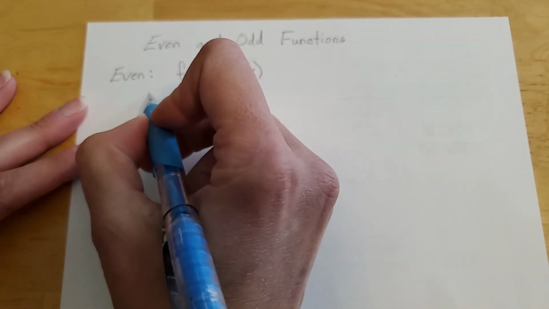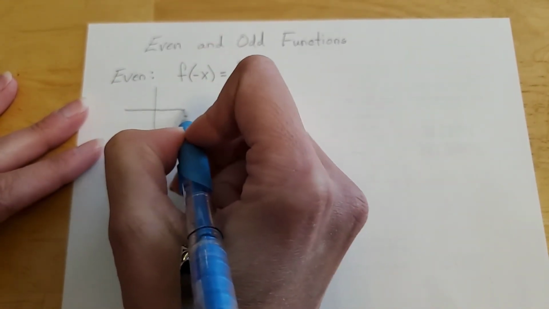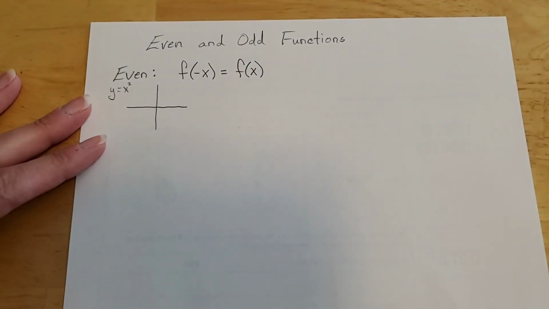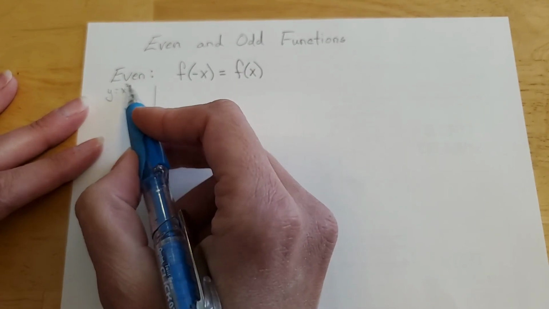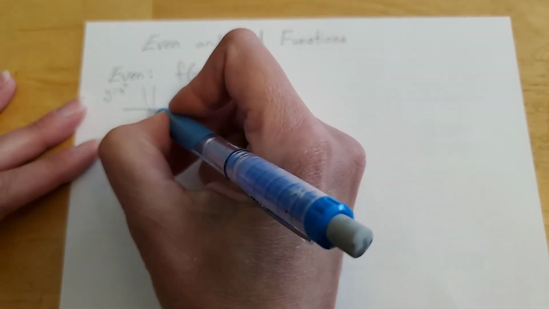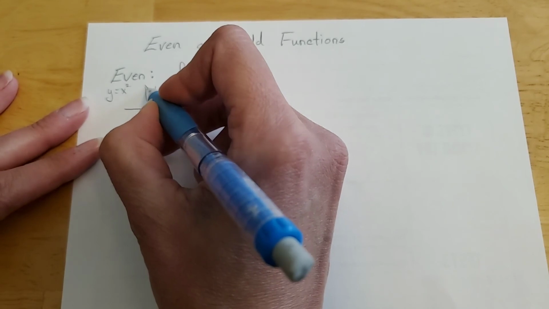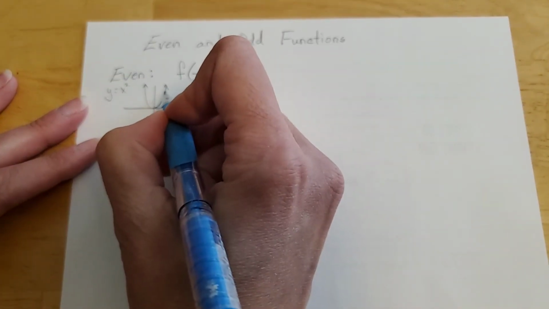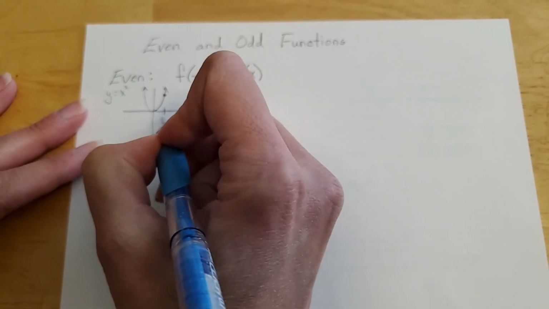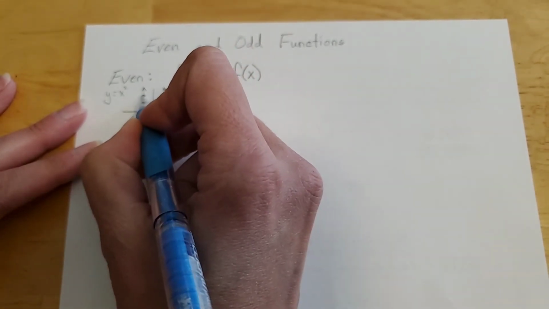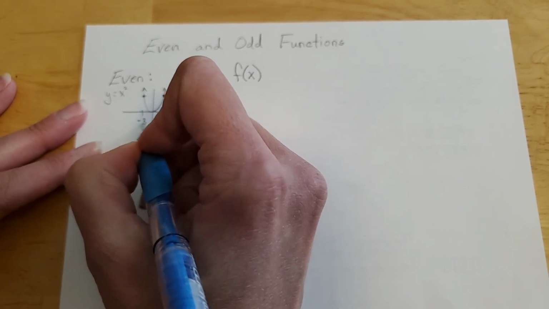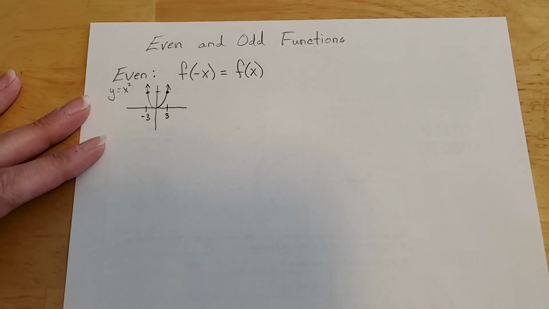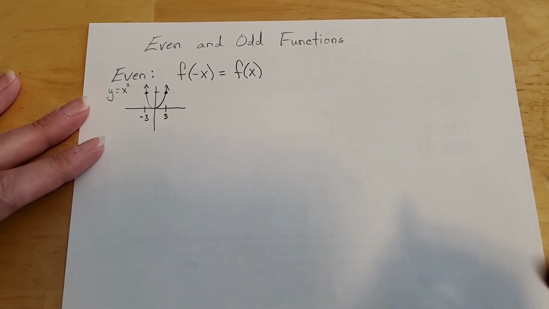Now, visually, the easiest function to think about, I think, for an even function is y equals x squared. I think of that because the exponent is even. Notice there's some symmetry about the y-axis here. But that means if you put in 3 and negative 3, you would get the same output of 9. And so that is an even function.